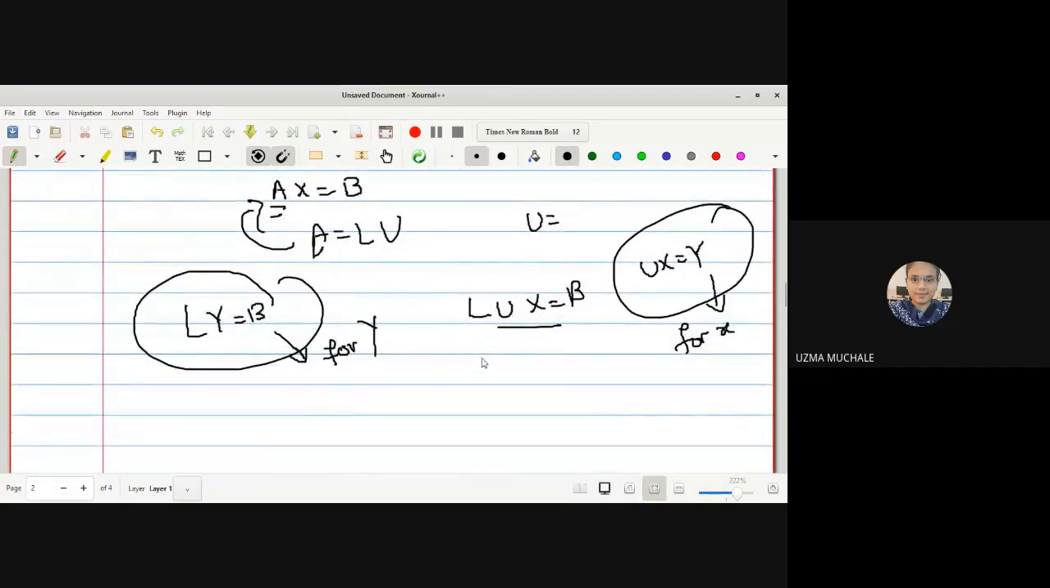Okay, there are two ways. Either you remember all the 9 formulas, or you first solve the system Ly = B and then solve the system Ux = Y. L is known to you. What is L? L is a lower triangular matrix. If you know the values of those terms, then we can find out.